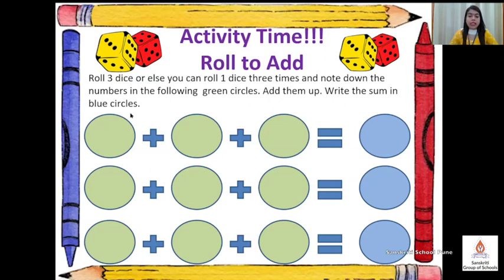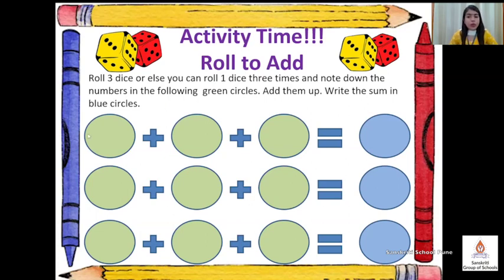So the activity says that if you have 3 dice, you are going to roll them together at once. And whichever number you get on each dice, you are going to note down. But suppose you don't have 3 dice at home and you only have 1 dice, so it's fine. You are going to roll that dice 3 times. One time you are going to roll the dice, note down whichever number you get. Suppose you get 4, so you are going to note down 4 in the first circle.